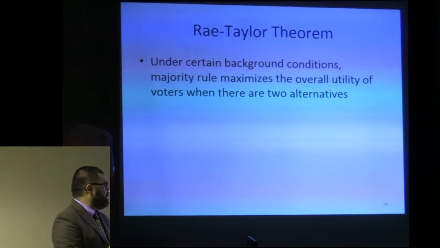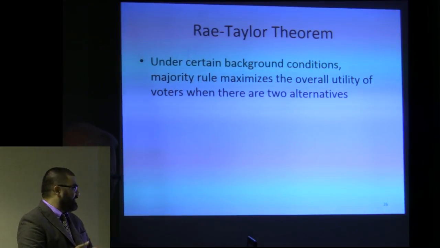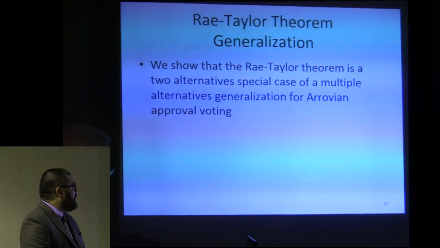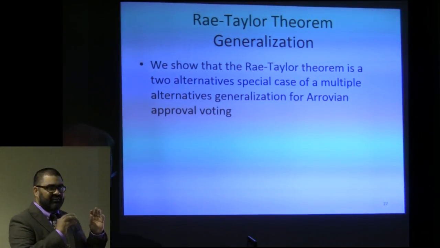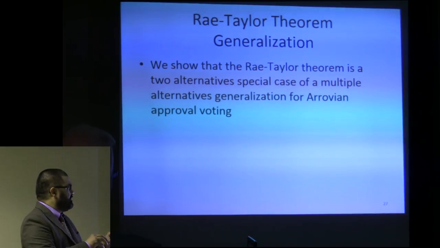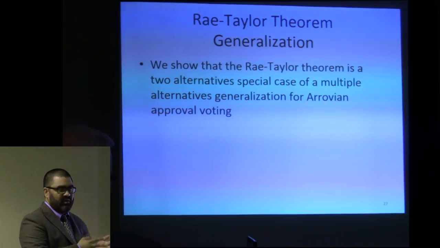So then there's the Ray-Taylor theorem, right? Basically what it says is under certain background conditions, majority rule maximizes the overall utility of voters when there are two alternatives. And what we show is that this is just a special case of a multiple alternatives generalization of the Ray-Taylor theorem, and that's basically characterized by Arrovian approval voting.